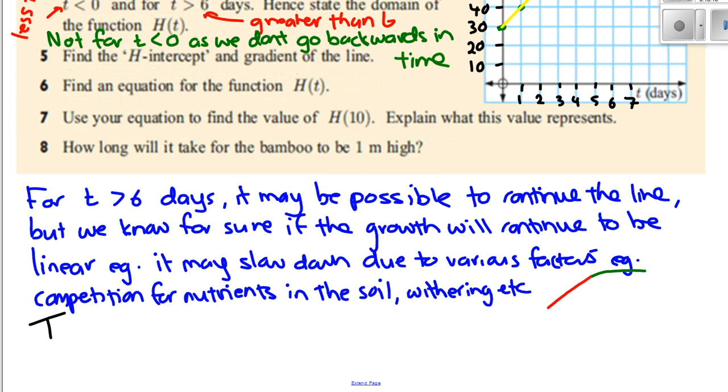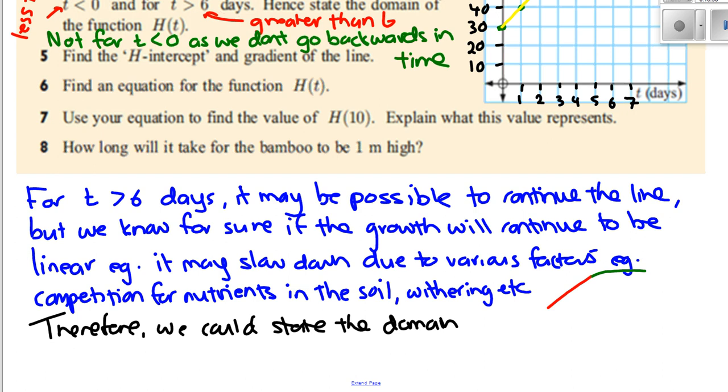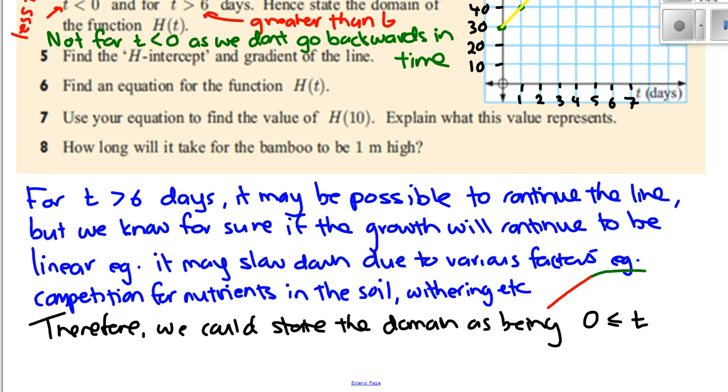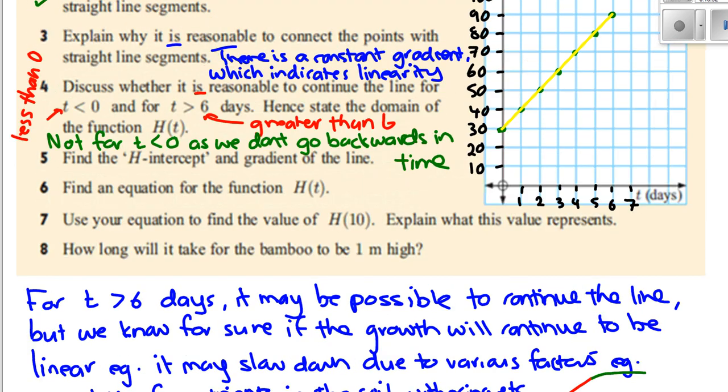Therefore, we could state the domain as being, so it does include 0 days, so 0, 2, and what are we using instead of x? Because domain is x, but instead of x we're using t. 0 to t, and up to and including 6 days for now. So we could state the domain as being 0 to 6, and including 0 and 6, because we do actually have points plotted at those points.